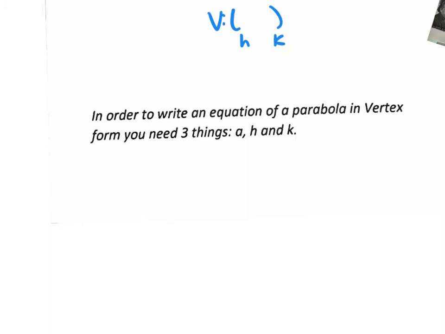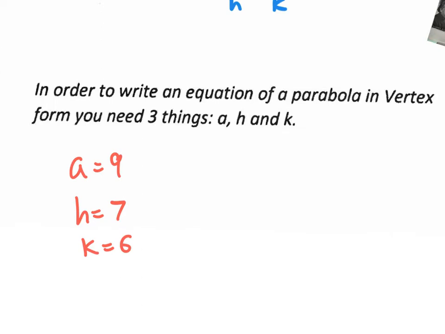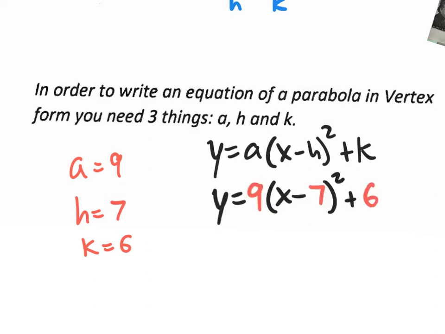Let me give you an example of that. So let's just say I randomly told you your a value is 9, your h value is 7, your k value is 6, and I told you write an equation in vertex form. That'd be pretty easy, because the vertex form equation is y equals a parentheses x minus h squared plus k. So all you have to do is plug in your 9 right there, your h right there, and your k right there. So your equation would be y equals 9 parentheses x minus 7 close parentheses squared plus 6. That's your vertex form equation.